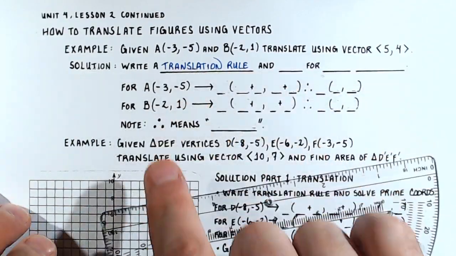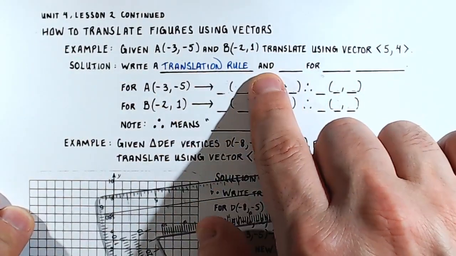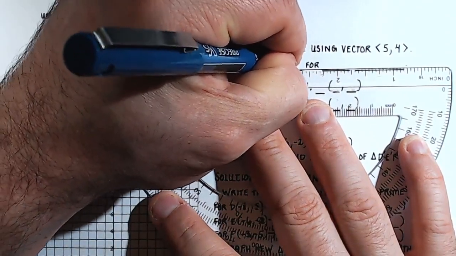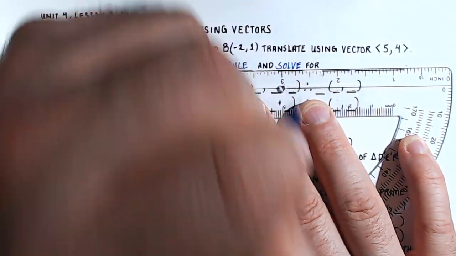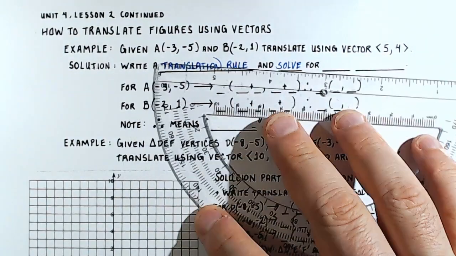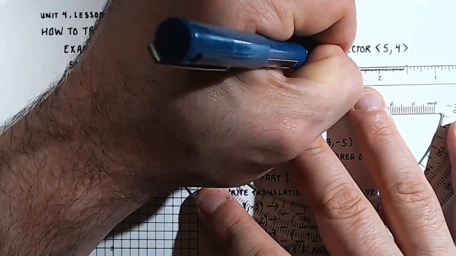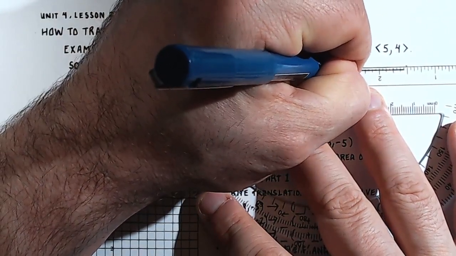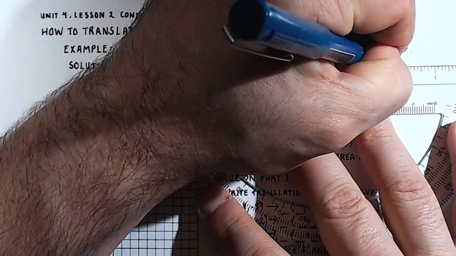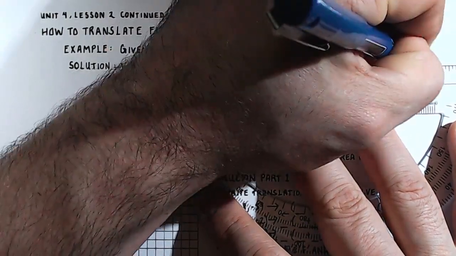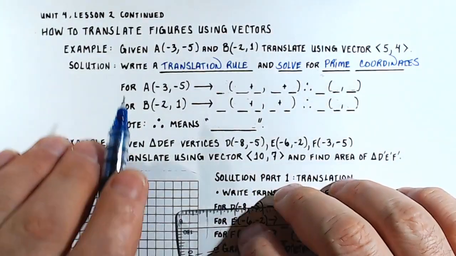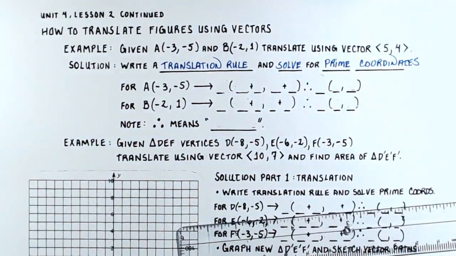And so once we write a translation rule, we will solve for prime coordinates. This language will make more sense in just a moment, and we'll go over it again once we do the problem, and you'll see what we mean. Write a translation rule and solve for the prime coordinates.